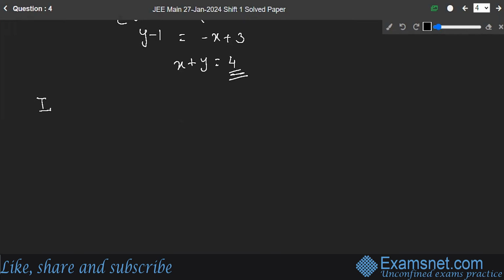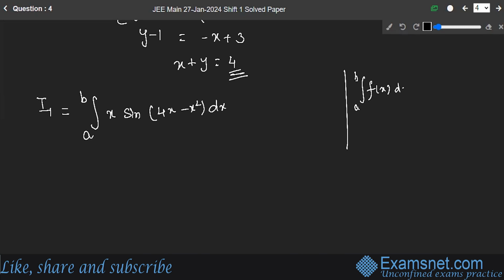I'll pick up the first one first. I1 is given to you as the integral with limits A to B of x sine(4x minus x square) dx. I'll be using the King's rule. You know that King's rule: integral of f(x) dx can be written as the integral with limits A to B of f(A plus B minus x) dx. All right, so let's apply it over here.